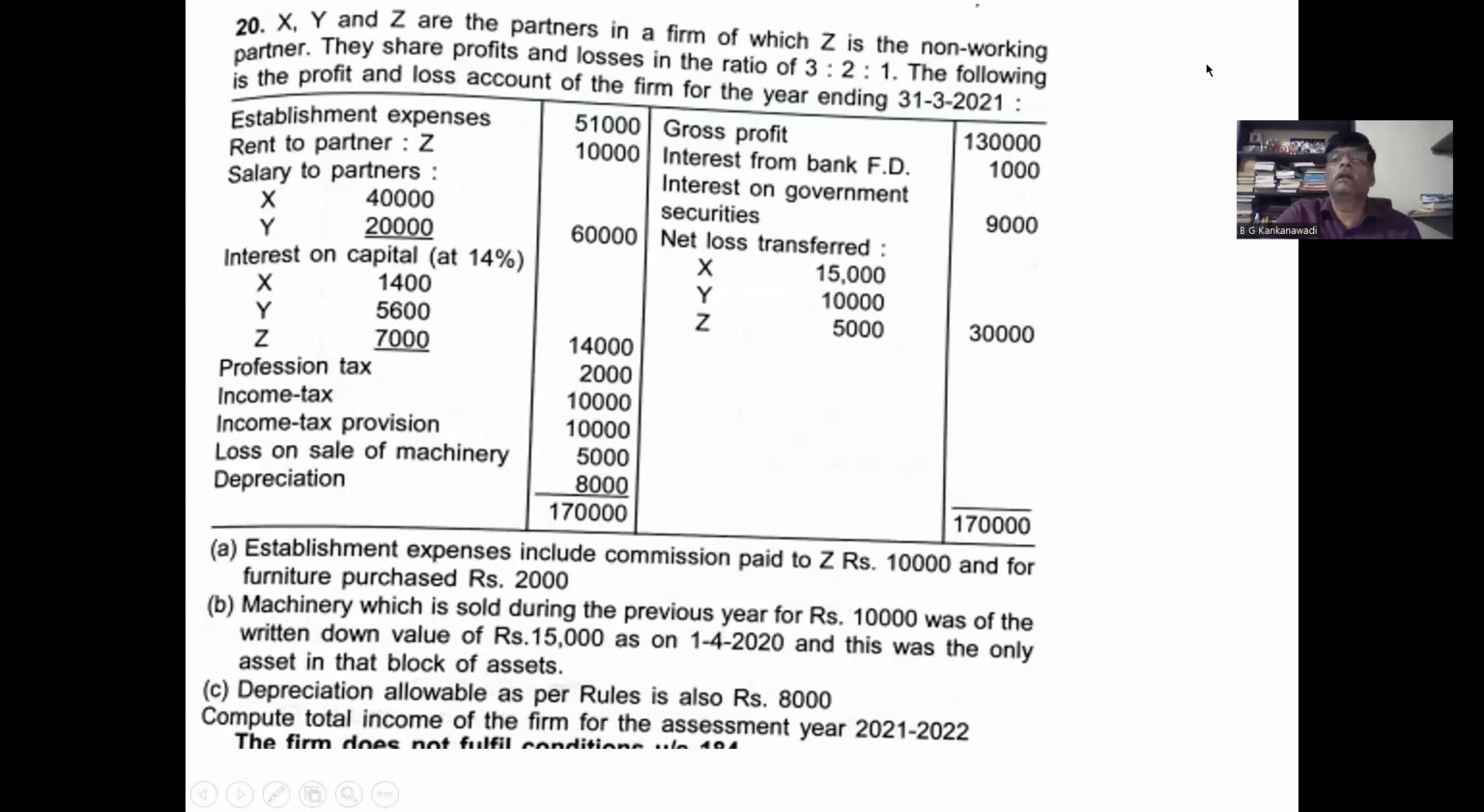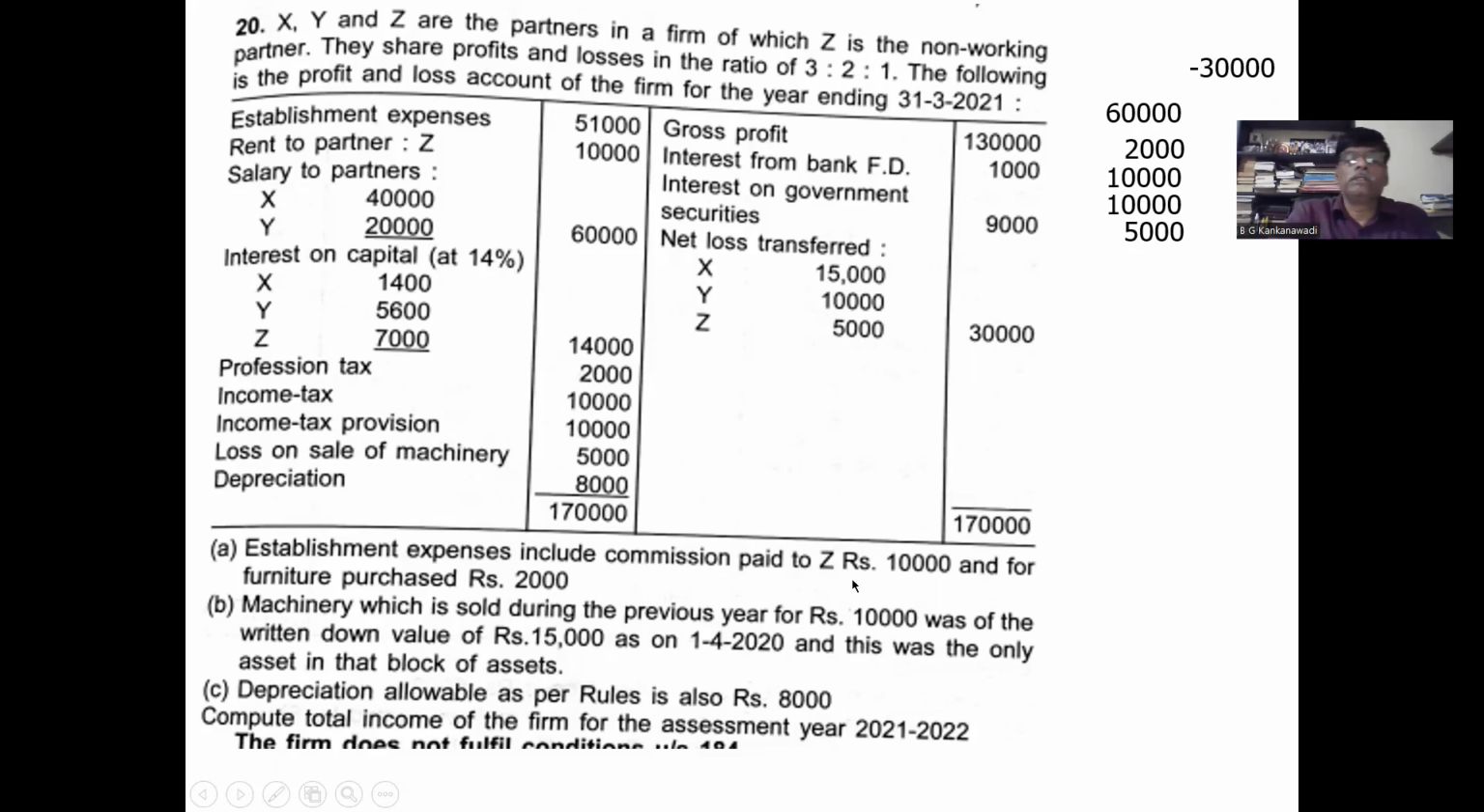First, you take the net loss. Net loss is 30,000. You see, I am writing on the right side margin. You take 30,000, and disallowed items. First disallowed is 60,000, the salary disallowed. Next disallowed is interest on capital, 2,000, that is 14,000 into 2 by 14. Professional tax is allowable. Income tax you take 10,000. Thereafter, provision for income tax 10,000. Loss on sale of machinery 5,000.